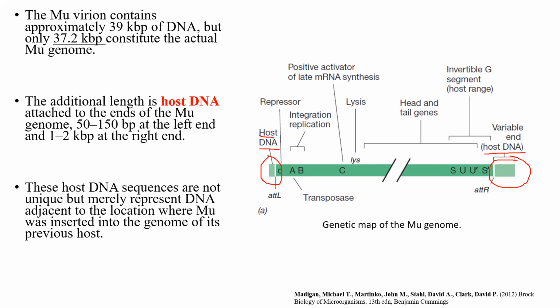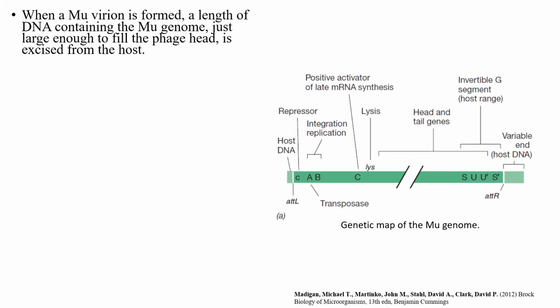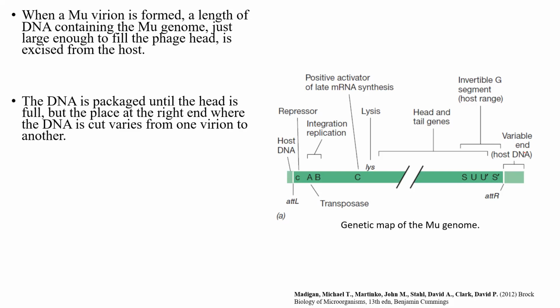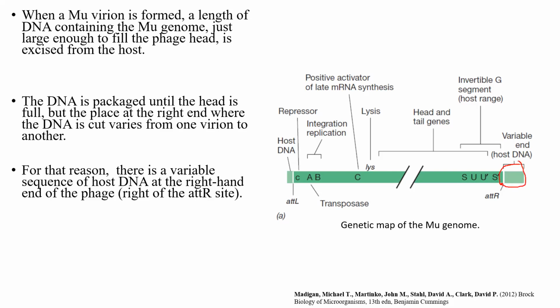These host DNA sequences are not unique, but merely represent DNA adjacent to the location where mu was inserted into the host genome in the previous host. How does this happen? When a mu virion is formed, a length of the DNA containing the mu genome, just large enough to fill the phage head, is excised from the host. The DNA is packaged until the head is full, but the place at the right end where the DNA is cut varies from one virion to another. For that reason, there's a variable host sequence at the right end of the phage.